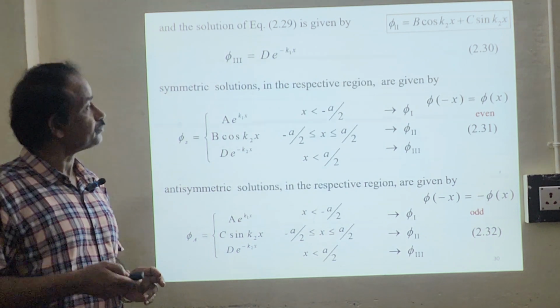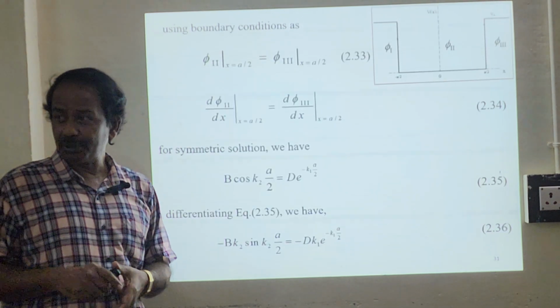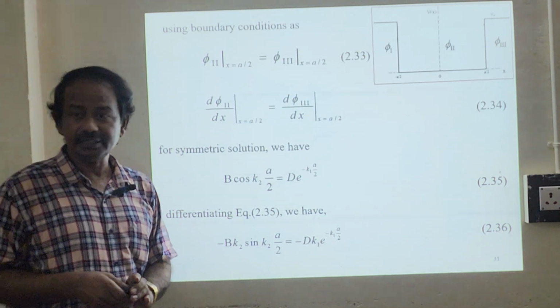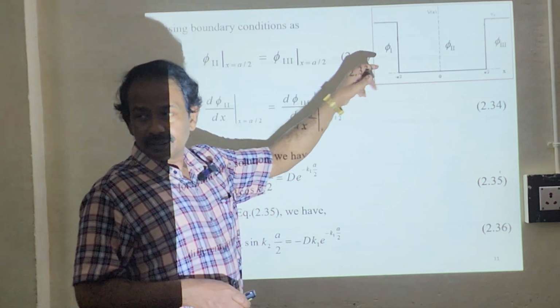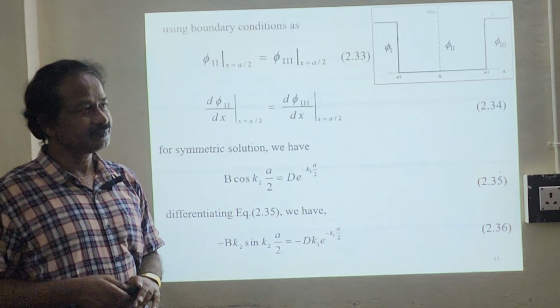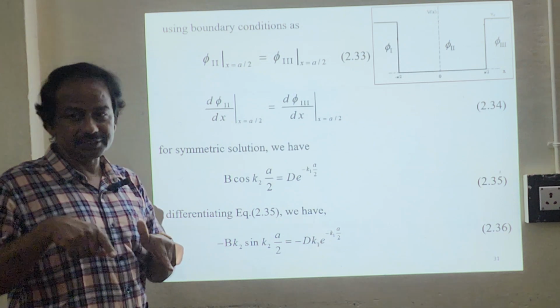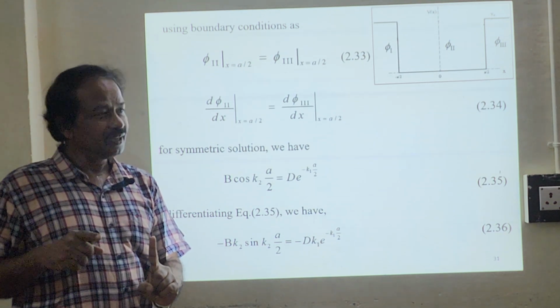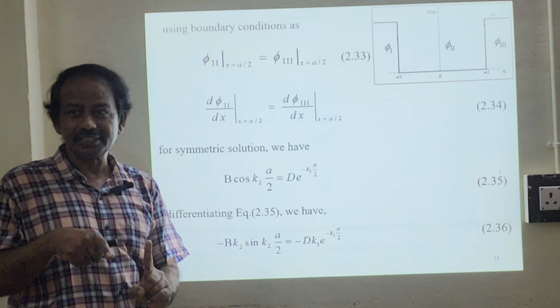Symmetric and anti-symmetric. We are going to use boundary conditions. What is the meaning of boundary conditions? It says that the wave function at this boundary is continuous. That is, phi 1 is equal to phi 2 at the boundary. The wave function is continuous, and also the derivative of the wave function is continuous.